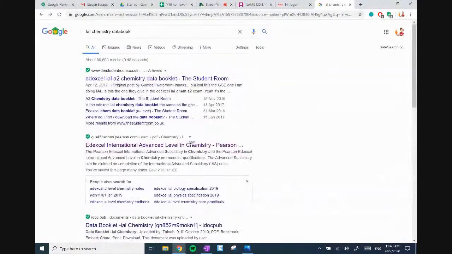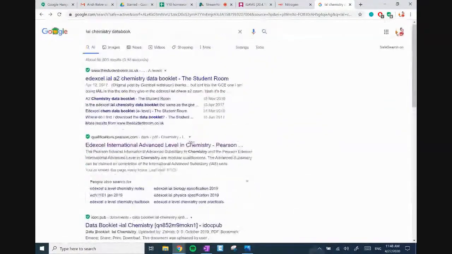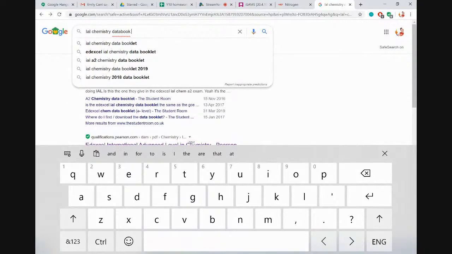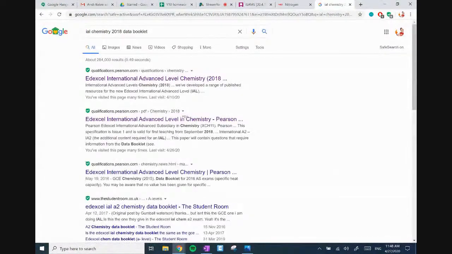Hang on. Sorry, guys. This is just going to be an issue here. Data booklet. Chemistry data booklet. Let's go. It's going to be the new one. We need the old one. 2018? No, that's the new one.